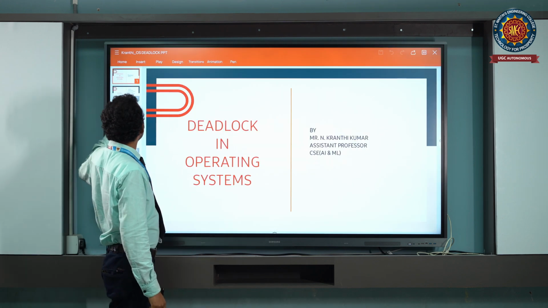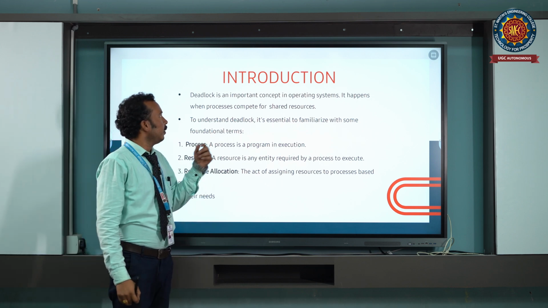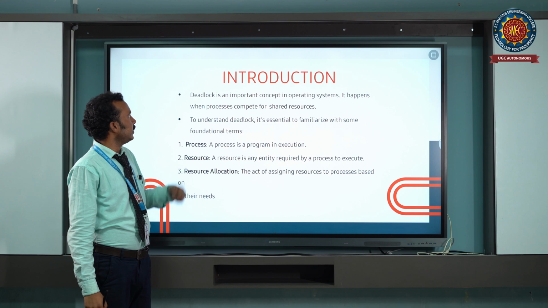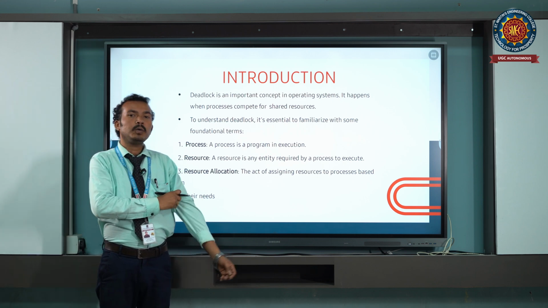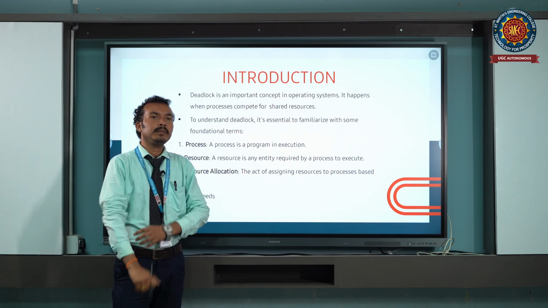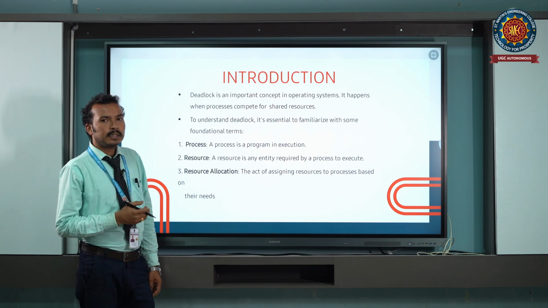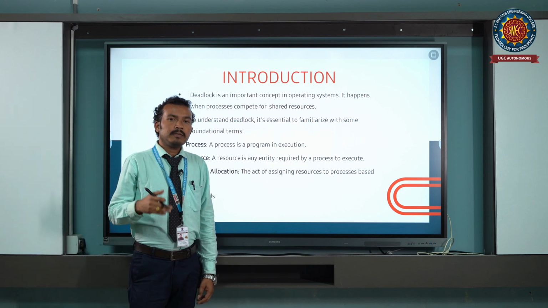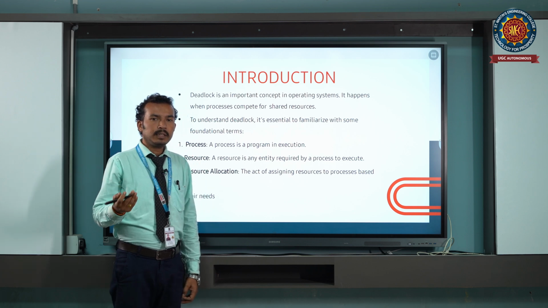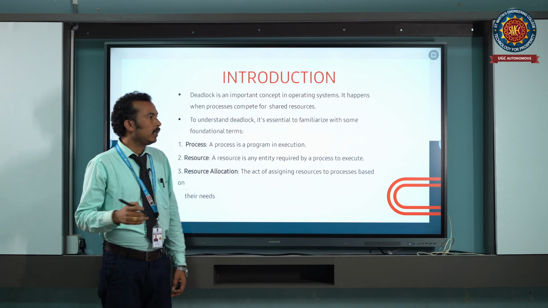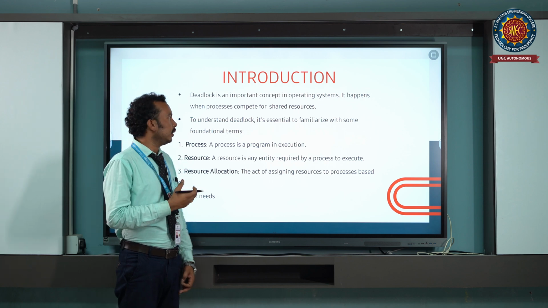And next one, this is the introduction of deadlock. Deadlock is an important concept in the operating system where it happens when two or more processes execute at a time, sharing resources. One process is waiting for another resource while already holding one resource, and that other resource is held by another process. In this case, no process will complete their execution. At that time, the deadlock will occur.